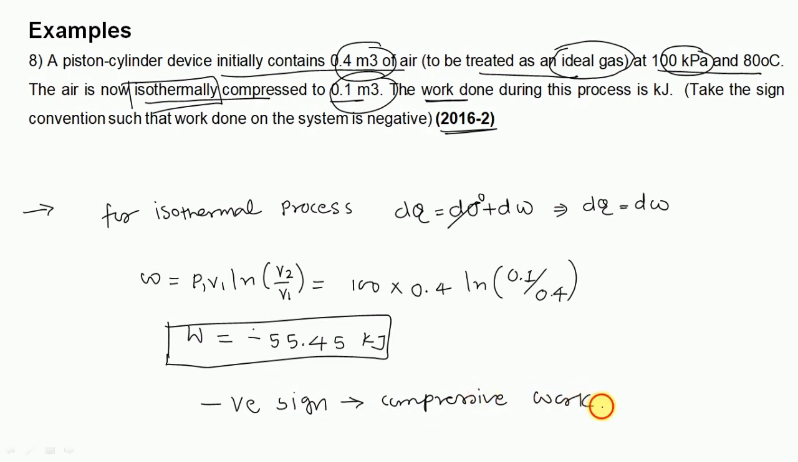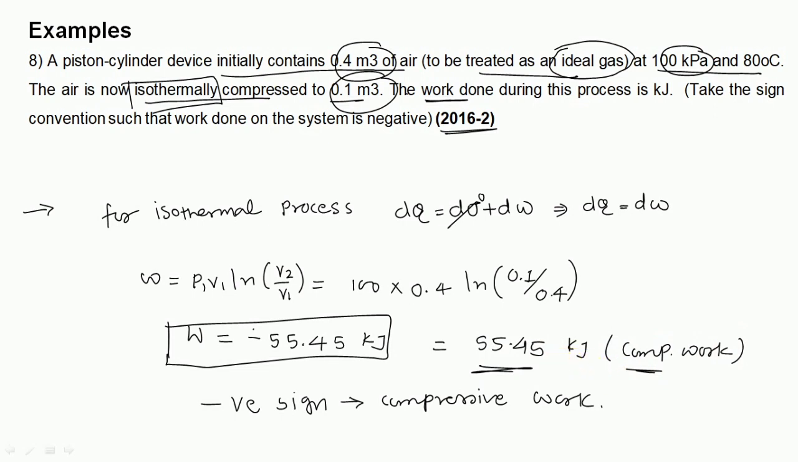There is a sign convention. So you can write over here, if you want to write the compressive work, 55.45 kilojoule work, but here you can write compressive. Okay? So you can remove the sign convention, but you need to write over here compressive work.